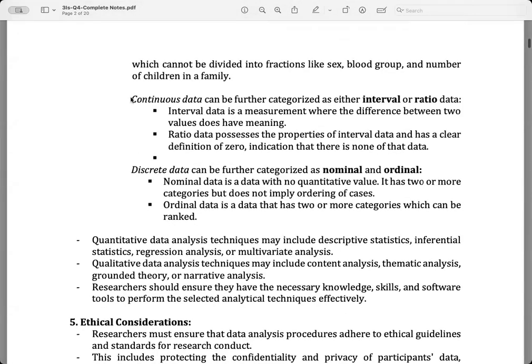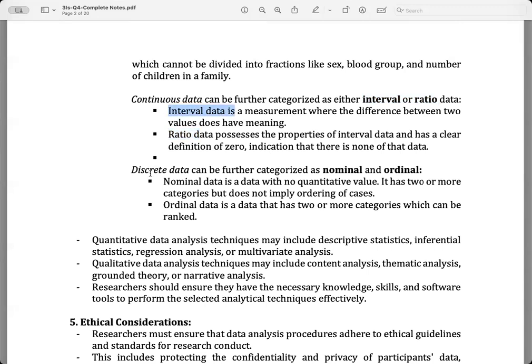So when we say continuous data, they can be further categorized into interval or ratio data. So interval data is a measurement where the difference between the two variables does have meaning, while ratio data possesses the properties of interval data and has a clear definition of zero. So there is no negative value for ratio. So if there are negative values, then most likely you're dealing with interval data.